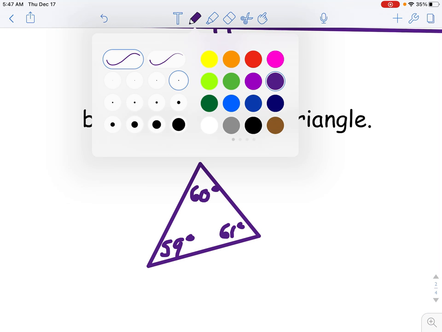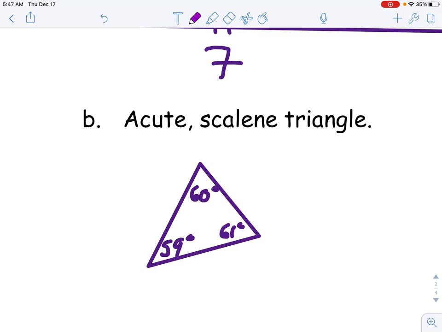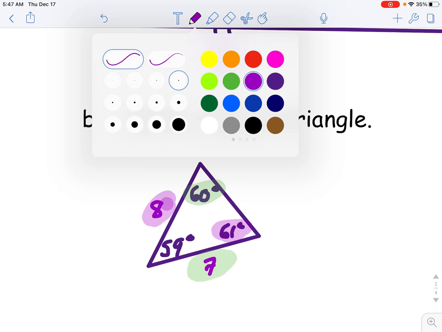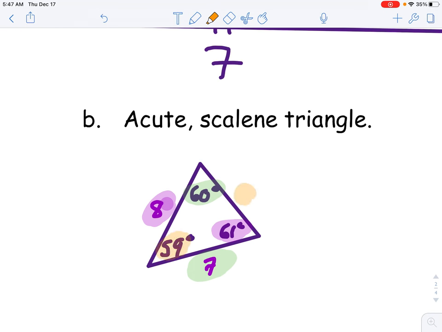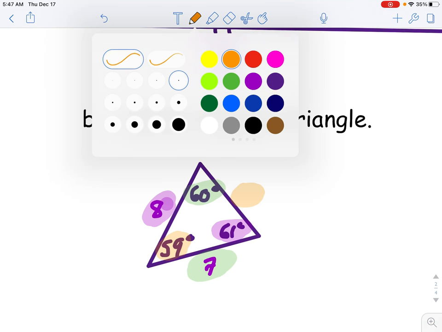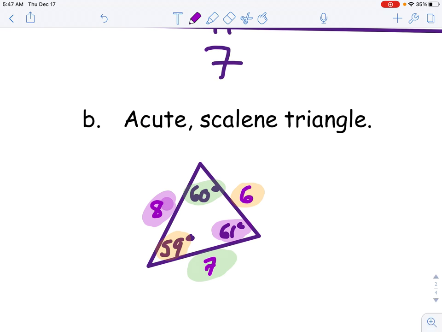Furthermore, again, a little foreshadowing. Across the biggest angle, let's put the biggest side. I'm going to just make up some numbers. 8. And then across the second biggest angle, let's put the second biggest side. Again, a little foreshadowing. What does this mean? And then last, across the smallest angle, we'll put the smallest side. What does that mean? Stay tuned and find out.